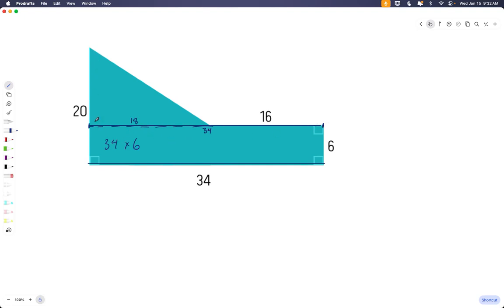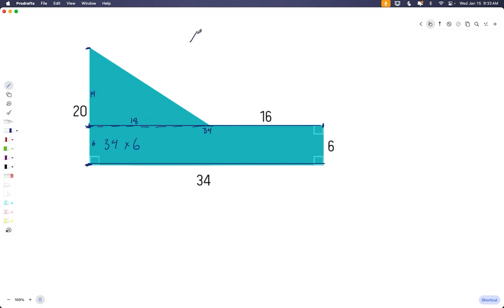Now we have to figure out the height, because the height is not 20. 20 goes from here all the way to here. We know that from here to here is 6. So if the whole thing is 20, this has to be 14, because 6 plus 14 is equal to 20. And that's the dimension from the top of the triangle to the bottom of the rectangle. So it makes sense, right? We can see where the 14 comes from. But now we have something that we can calculate.